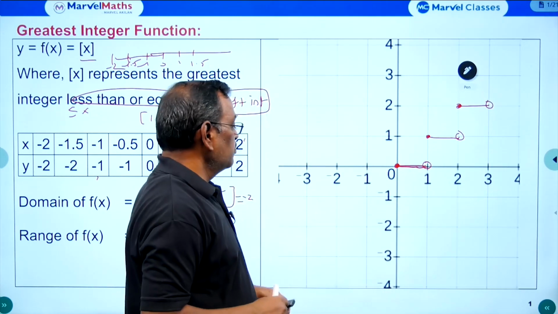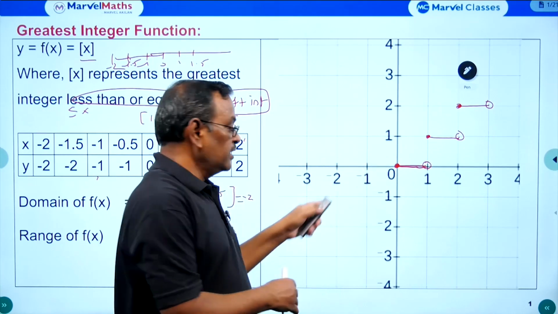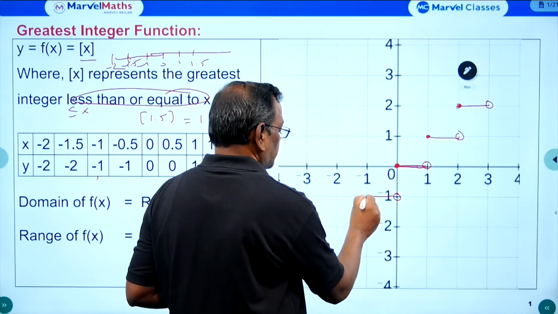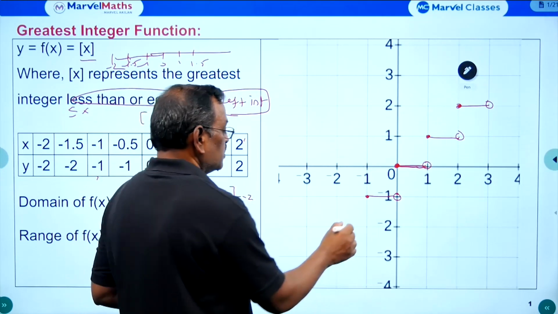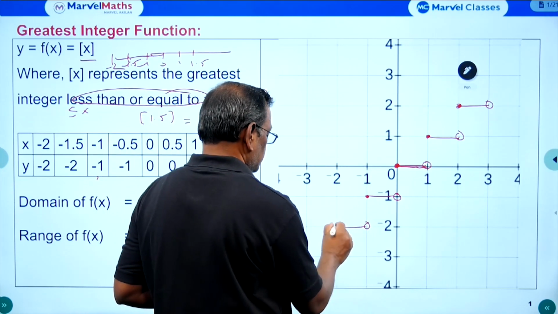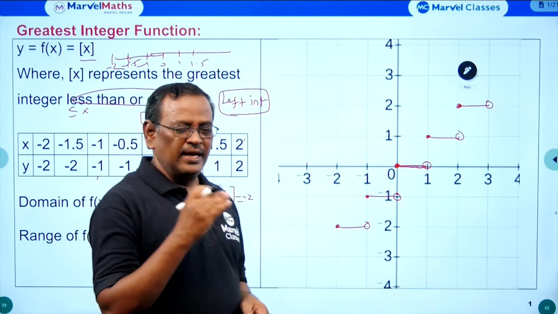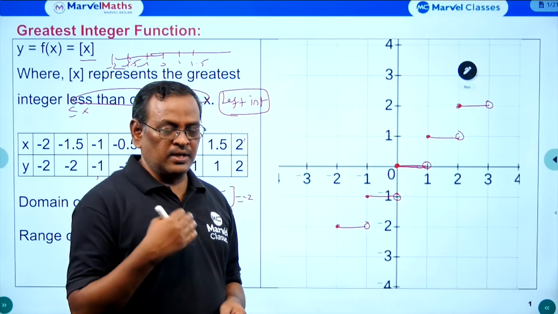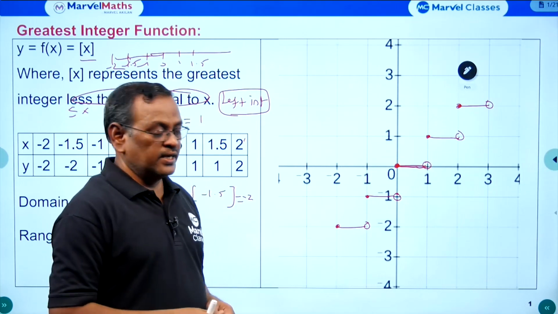And when x equal to minus 0.1, what is the left side integer? Minus 1, so open circle at minus 1, this one. When x equal to minus 1.5, what is the left side integer? Minus 2, so open circle, this one, correct? So the graph exists only at the integral values. Whatever the input, whether it is integer or decimal, the output is always an integer, and hence the curve exists only at the integral points.